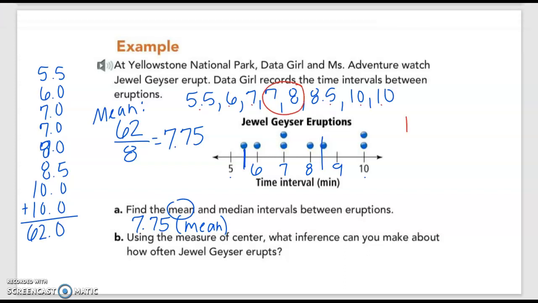To calculate the median, we are going to find the mean of these 2 numbers. So we add 7 plus 8 and we divide that by 2. 7 plus 8 is 15. 15 divided by 2 is 7 1/2. So the median is 7 and 5 hundredths.